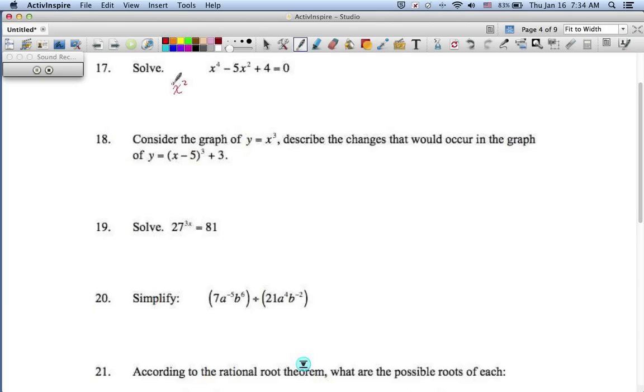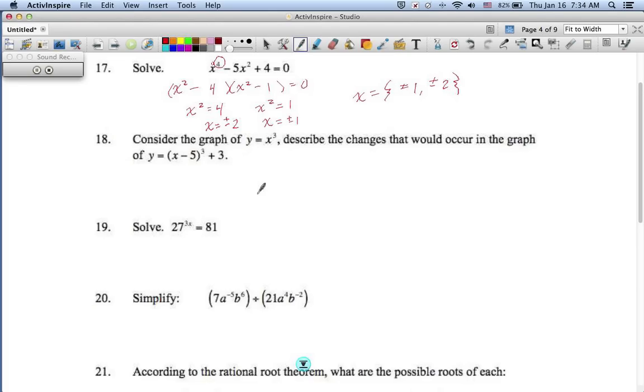So I say to myself, x squared times x squared gives me x to the 4th. And what multiplies to 4 such that it's positive and gives me 5 such that it's negative? That would be a negative 4 and a negative 1. And now I can take this and say x squared equals 4. And this one says x squared equals 1. And then x equals plus and minus 2. And here x equals plus and minus 1. So final answer, x is plus and minus 1 and plus and minus 2. 4 solutions as expected for a quartic.